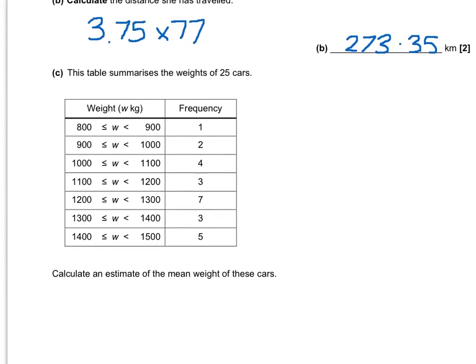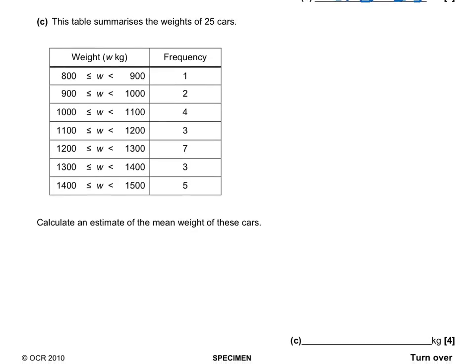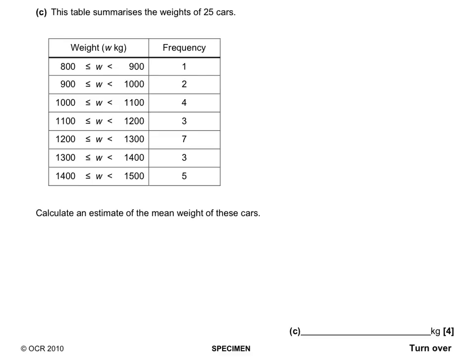Part C. This table summarises the weights of 25 cars. Calculate an estimate of the mean weight of these cars. So again, we're estimating here because we don't know the actual weight of the cars, we only know the groups that they fall in. So first of all, we need to start by finding the midpoint of each of these groups. So the midpoint, halfway between 800 and 900, will be 850. Halfway between 900 and 1000 is 950. And again, 1050. You'll notice a pattern here, they're just going up by 100 each time.